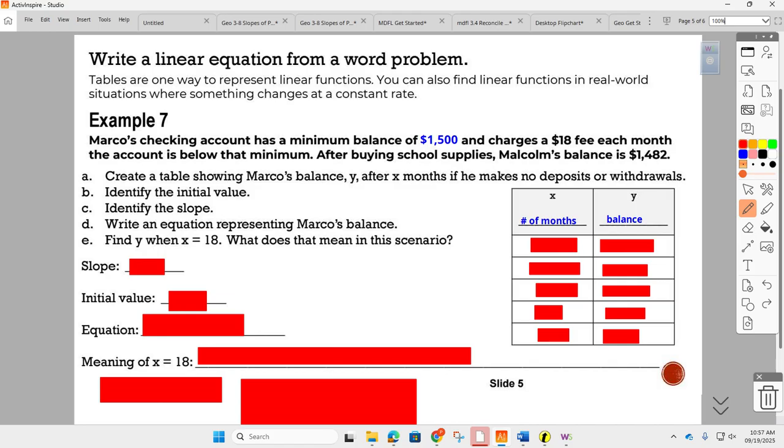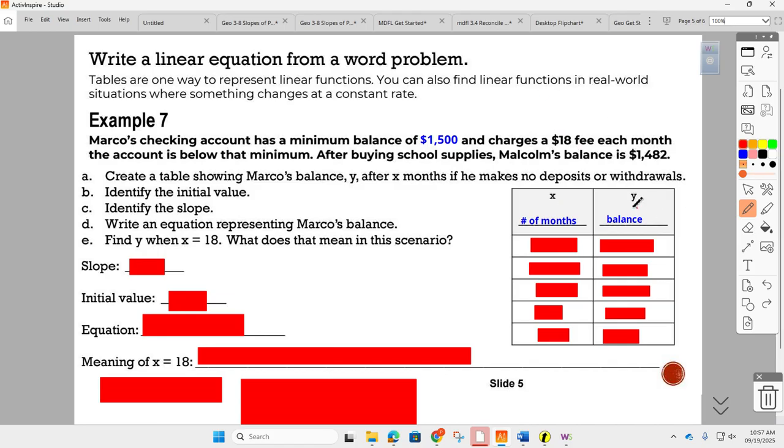We know that this table represents Marco's checking account. It tells us he has a minimum balance requirement of about $1,500, and if he goes below that amount, they charge him an $18 fee each month. The account is below that minimum. After buying school supplies, Marco's balance is $1,482. So he is below that minimum balance, right? If he's below that minimum balance, they're going to subtract $18 from his account each month.